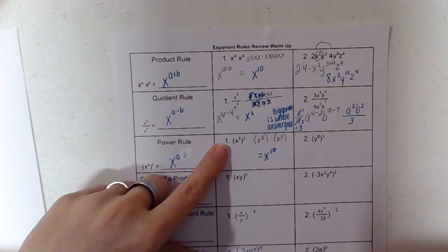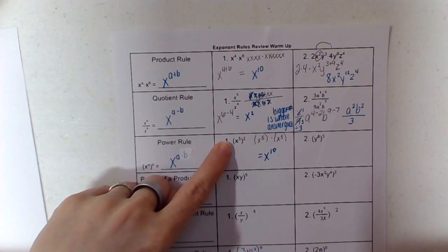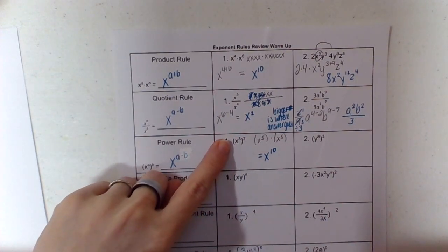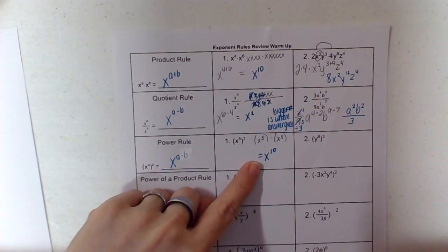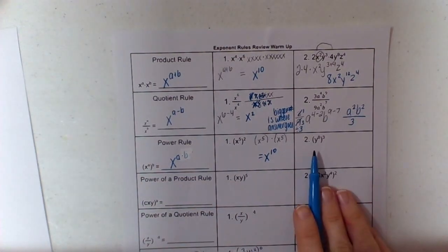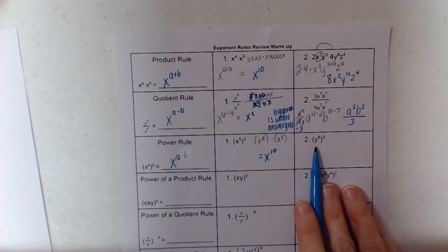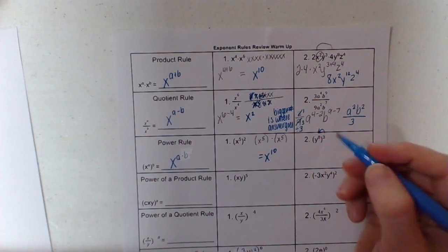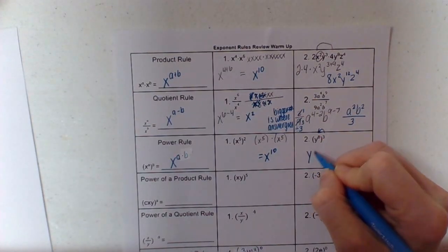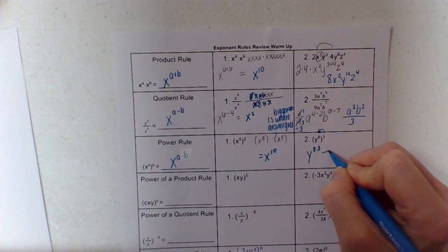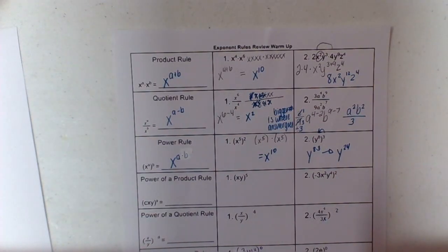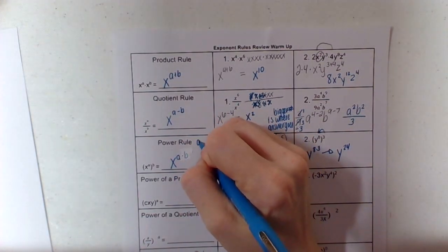because we don't have x to the 5 plus x to the 2. We have two groups of x to the 5. That's how we end up with x to the 10. Here we are going to have three groups of y to the 8. So we are going to have y to the 8 times 3 or y to the 24. Power rule is groupings.